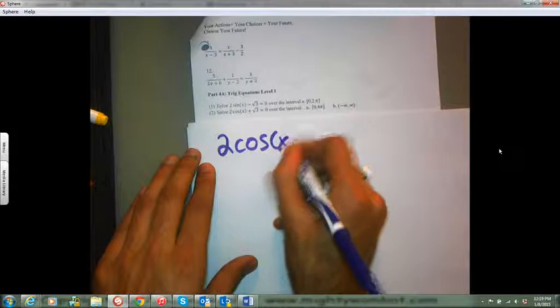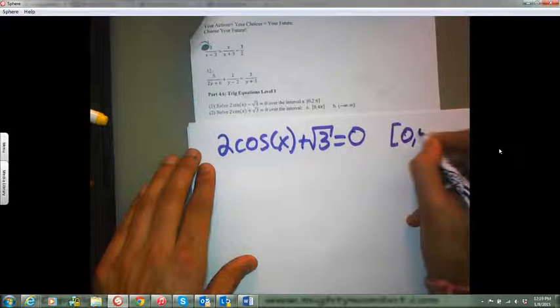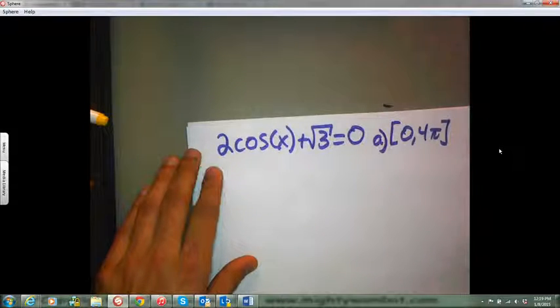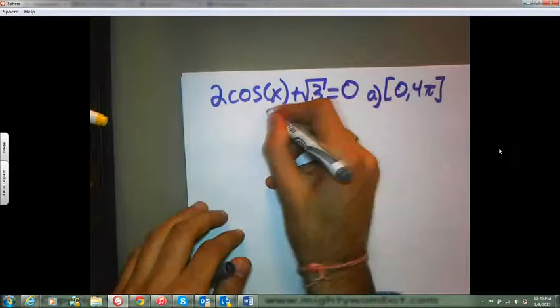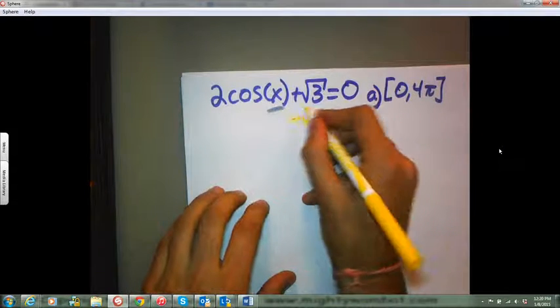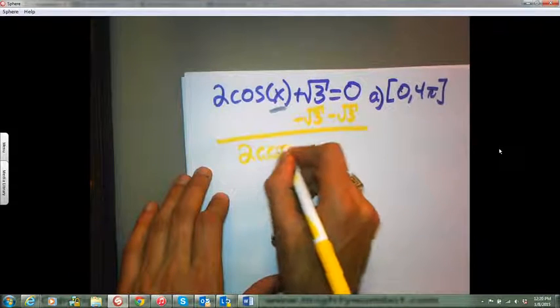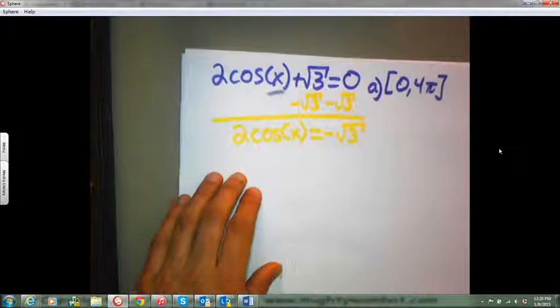Cosine of x plus root 3 equals 0. And we're solving from 0 to 4 pi. I'm doing part A first. We'll come back and do B. All right, so just like we solve any equation, we isolate the variable. So let's isolate the variable.